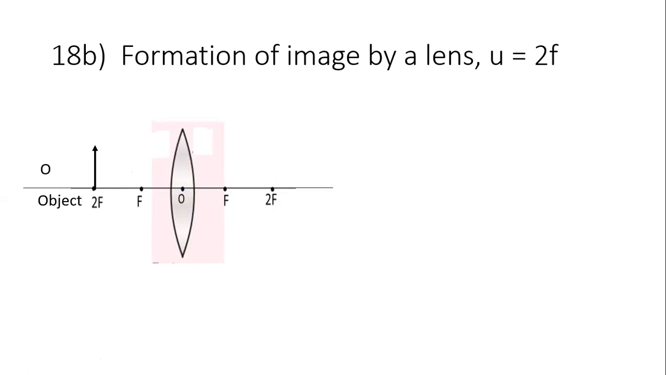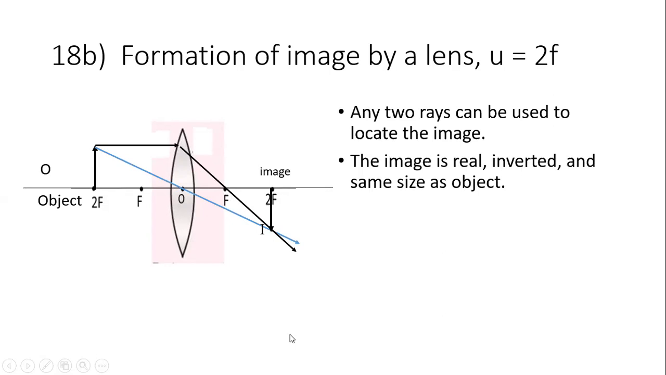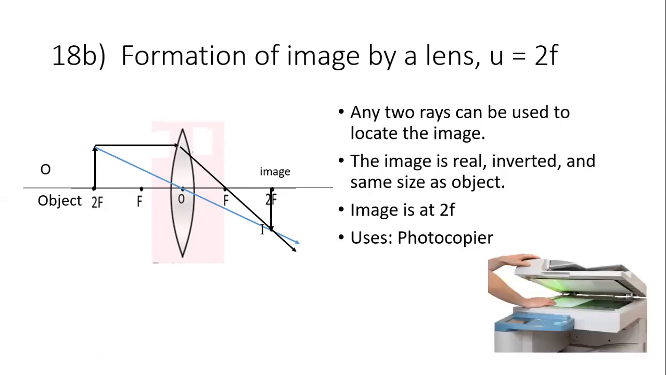Okay, now we shift the object to 2f. Right? Object distance is at 2f. Same. The ray through the optical center will go straight through, the easiest way. Then a ray parallel to the axis, after refraction, passes through the focus. Draw your image. Your image should be at 2f there also. Right? The image is still real, inverted, same size as the object. The image is at 2f. Used in your photocopier.